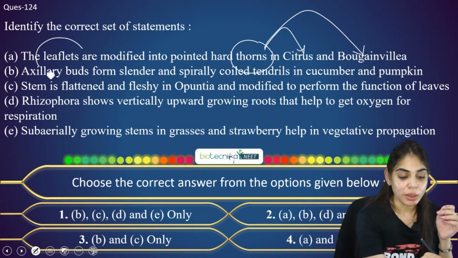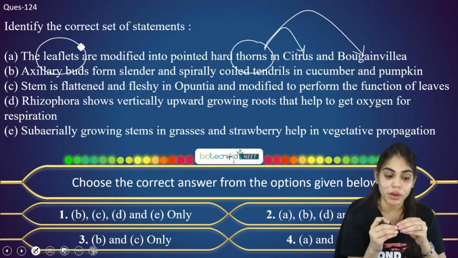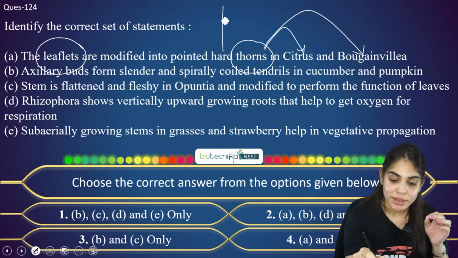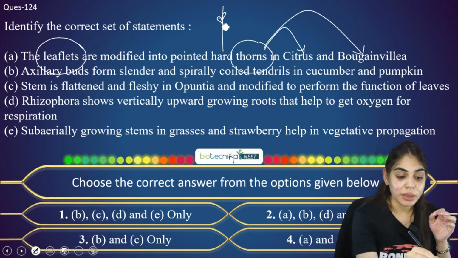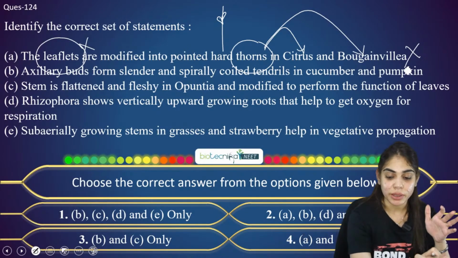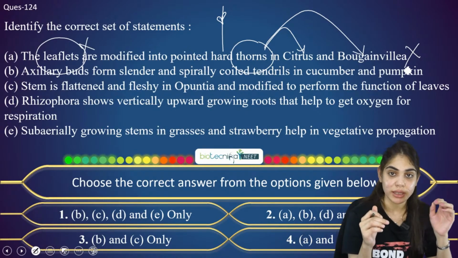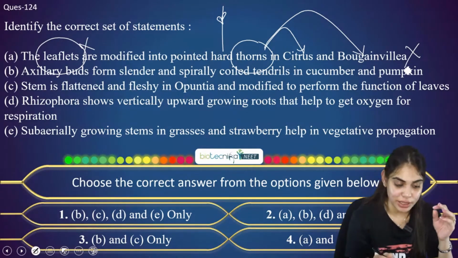It is the axillary bud, not the leaflet. It is not the leaflet that is modified into thorn, but actually the axillary bud that is coming out of the plant. So this is axillary bud, not leaflet. So this option is wrong. This axillary bud will always modify into thorns in citrus or bougainvillea.